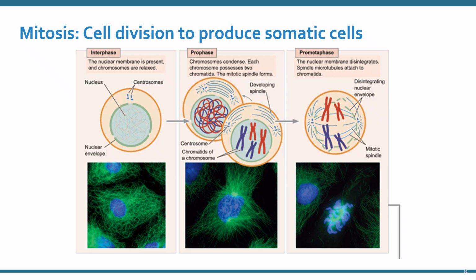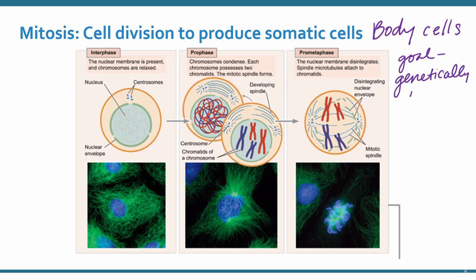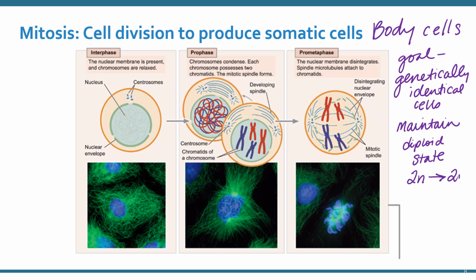The purpose of mitosis cell division is to produce somatic cells. Somatic cells are our body cells. This is in comparison to our gametes, which we are going to produce during meiosis. And the goal here is to produce genetically identical cells, and we are going to maintain a diploid state. So we are going to start diploid and end diploid.